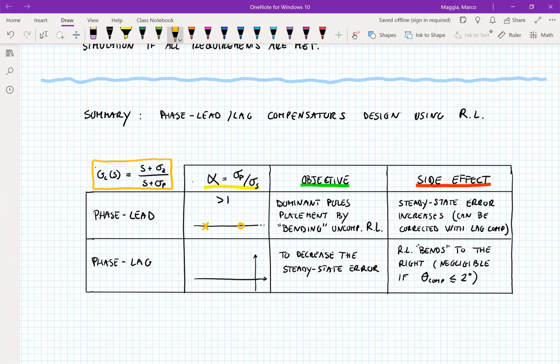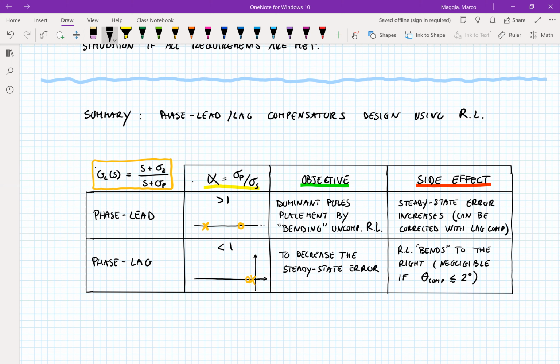Whereas for the phase lag compensator, the ratio alpha is less than 1. That means that the zero is to the left of the pole, and both zero and pole are quite close to the imaginary axis. And that is because the objective for the lead compensator is to bend the root locus to the left in order for it to pass through the location of the dominant poles that you want. Whereas the objective of the lag compensator is to decrease the steady state error.